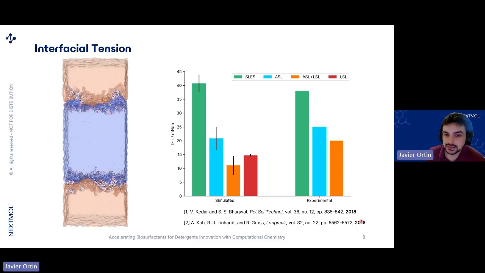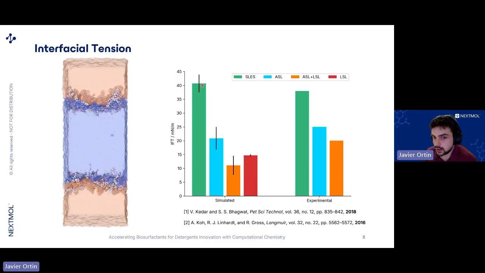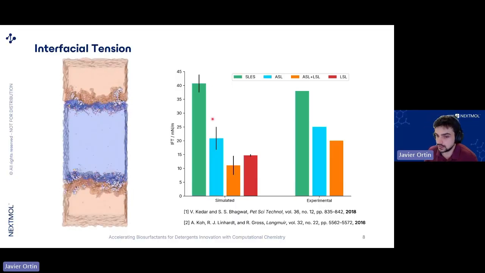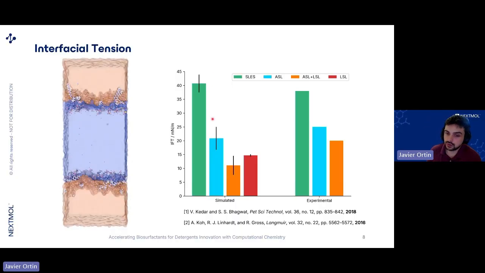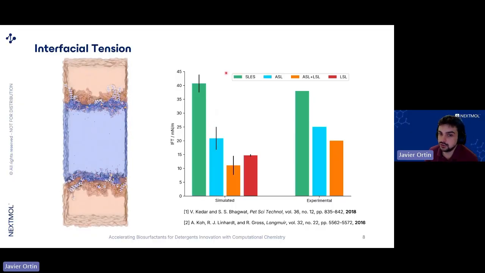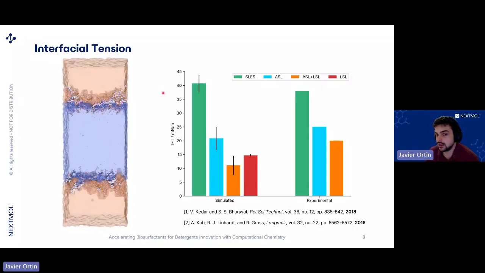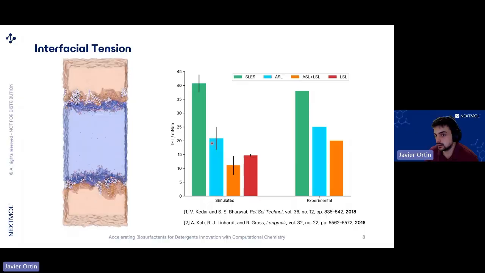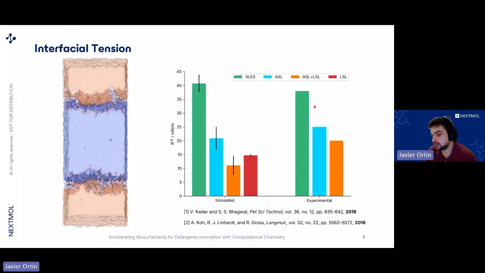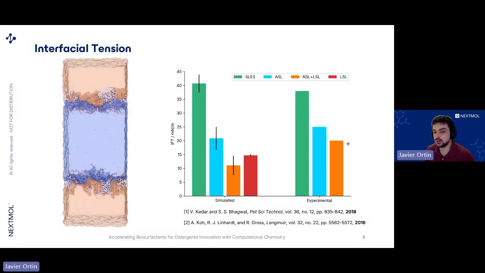So what we can see is that indeed we are able to predict qualitatively the trend in the reduction of the interfacial tension when substituting one component by another. This is, we can see that the highest value is provided for lauryl sulfate, then the acidic sophorolipid, and finally the blend of sophorolipids. And we can see that this trend is exactly the same one that we see in the experiment.